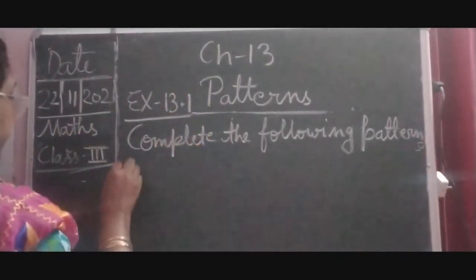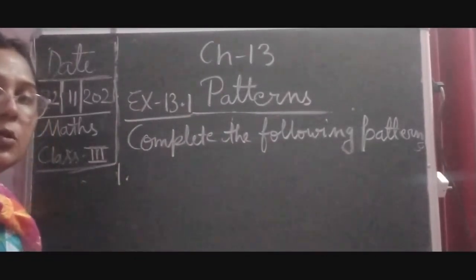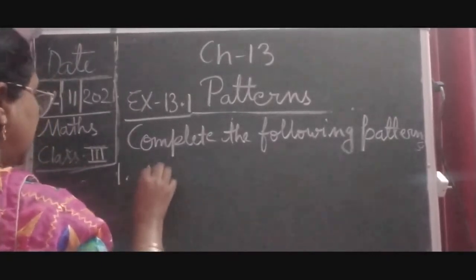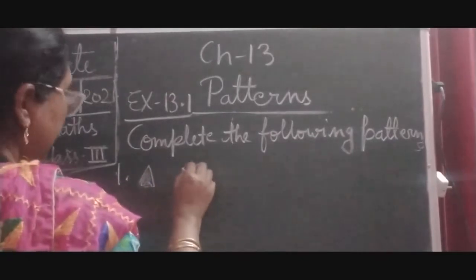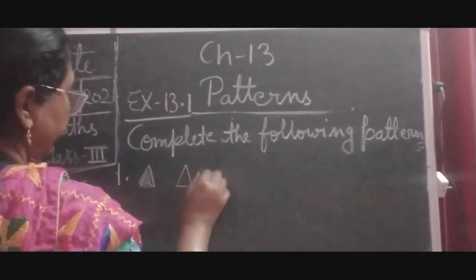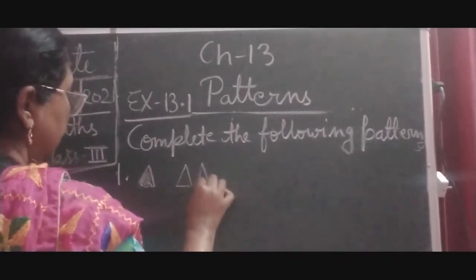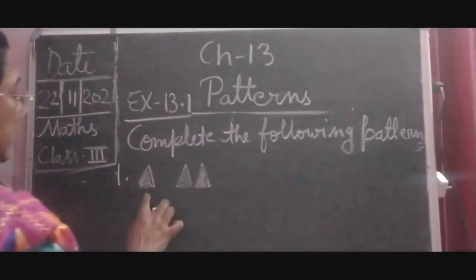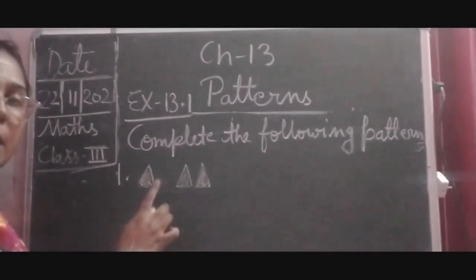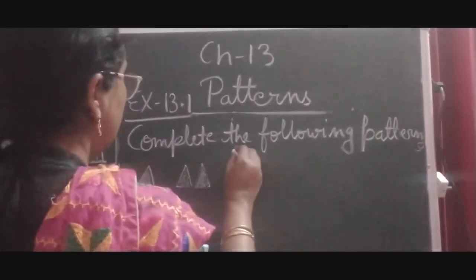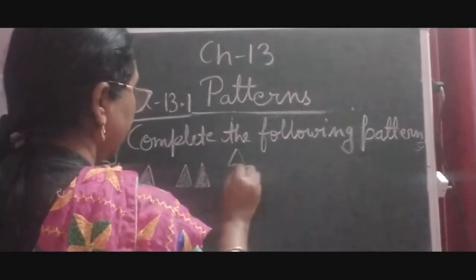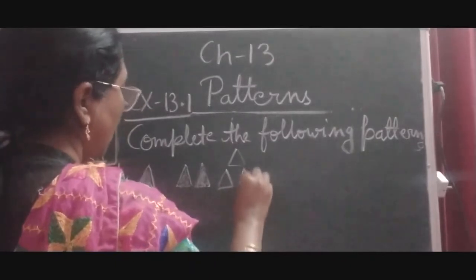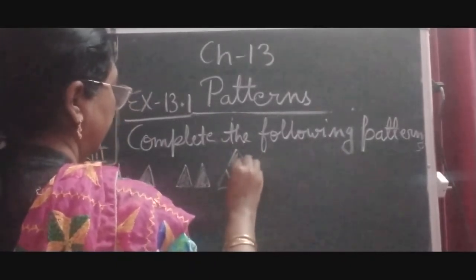So here children, in the first question you can see there is a triangle that is shaded, and in the next figure is again a triangle but in double. In the first you can see 1 triangle, in the second you can see 2 triangles. Now in the third you can see there are 3 triangles in a similar shape and they are all shaded.